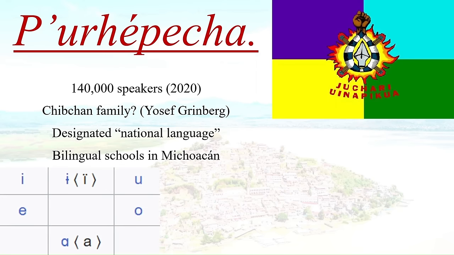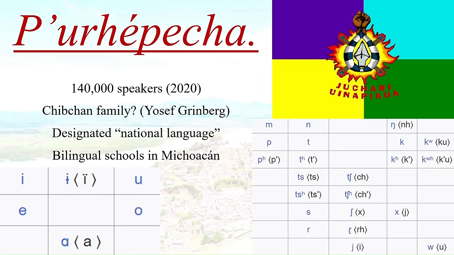Purepecha's vowel inventory is simple and features a so-called Slavic short I, or U, whereas its consonant inventory is much more complex. However, most of the scary-looking sounds are in reality just aspirated consonants, with the exception of the difficult R, written as RH, in Purepecha orthography. More about that in a second.